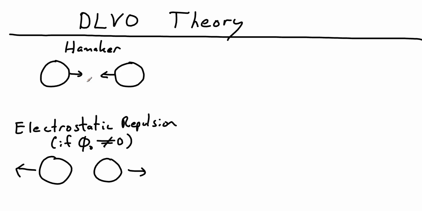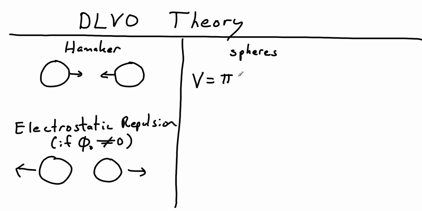So this is summarized by just putting together the expressions for both repulsion and attraction. And that's what DLVO theory is. DLVO theory is just the sum of attraction and repulsion. So we'll do an expression for spheres. We're going to write an expression for spheres of the same radius. So we have the radius of the spheres, and then the appropriate Hamaker constant.